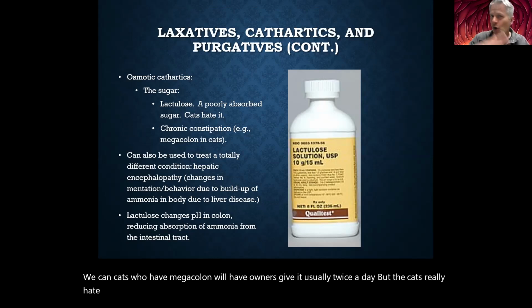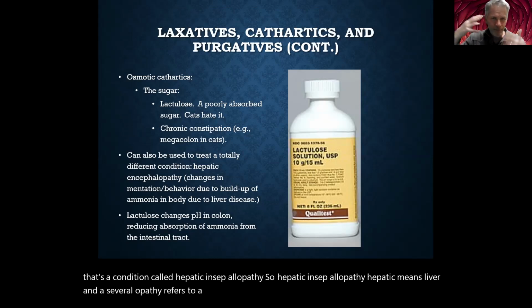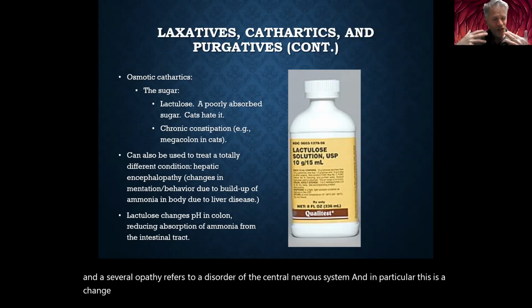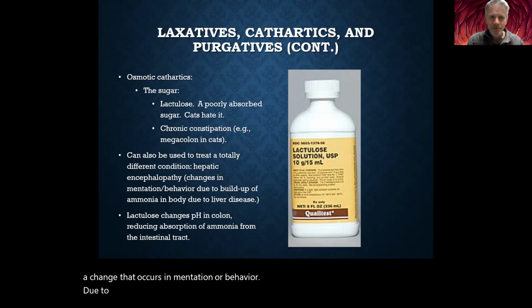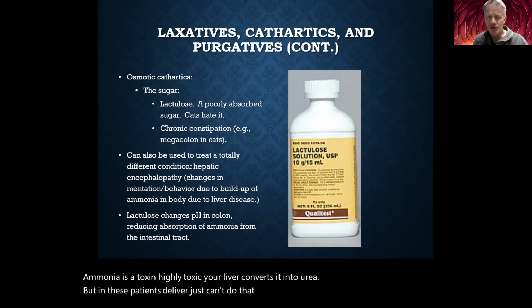It's also used for a totally different reason that has nothing to do with constipation, and that's a condition called hepatic encephalopathy. Hepatic means liver, and encephalopathy refers to a disorder of the central nervous system. In particular, this is a change that occurs in mentation or behavior due to ammonia building up from some sort of liver disease. Ammonia is a toxin, highly toxic. Your liver converts it into urea, but in these patients, the liver just can't do that. And so the ammonia has all sorts of horrible effects on mentation.